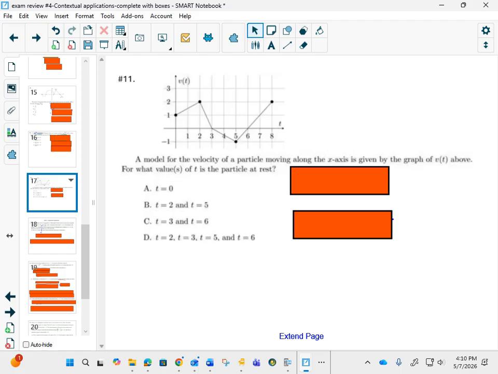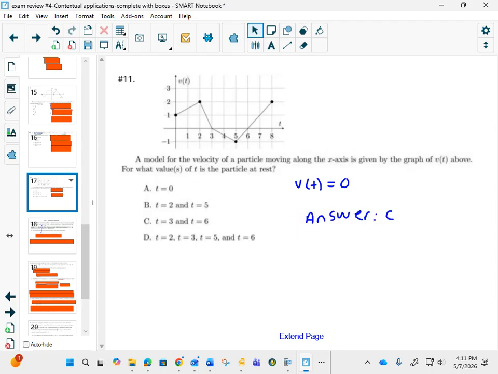The model for the velocity of a particle moving along the x-axis is given by v of t. What do you need for a particle to be at rest? Velocity of 0. Does that ever happen on this graph? Yeah. It happens at 3 and at 6. Tough question. So the answer is C.